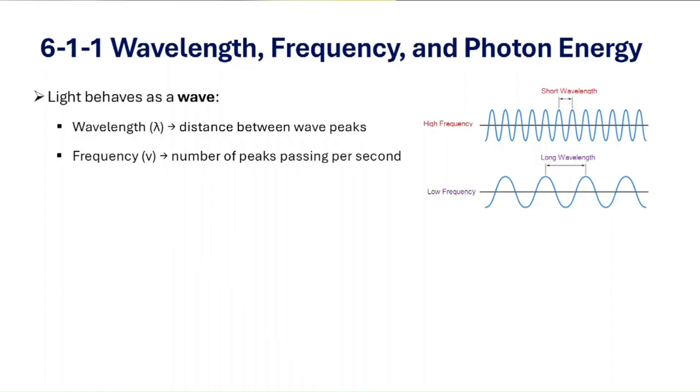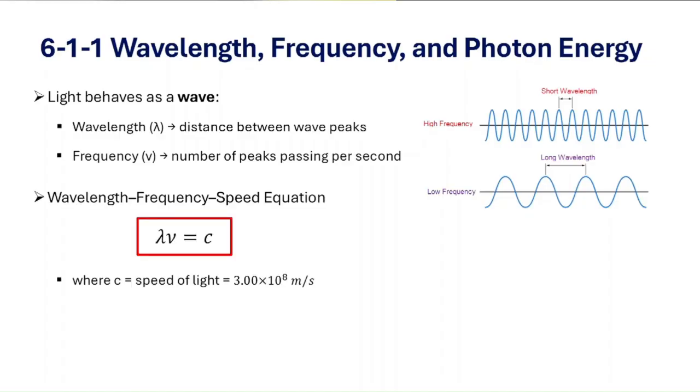Next, frequency. Frequency is how fast the wave oscillates at a point. High frequency means more peaks per second, and low frequency means fewer peaks. And if you multiply wavelength and frequency, you get the speed of light, about 3 times 10 to the power 8 meters per second, which is a constant. This relationship holds for all types of electromagnetic radiation, from radio waves to gamma rays. So anytime we know two of these quantities, we can calculate the third.